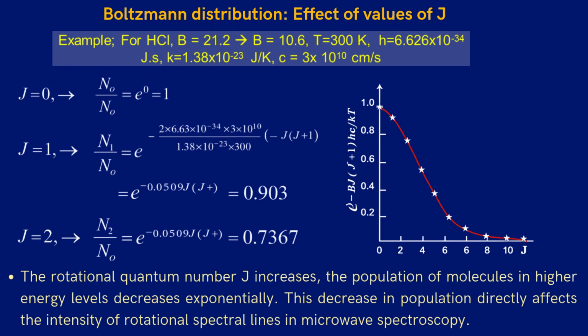The graph on the right clearly shows that as the rotational quantum number J increases, the population of molecules in higher energy levels decreases exponentially. This decrease in population directly affects the intensity of rotational spectral lines in microwave spectroscopy.